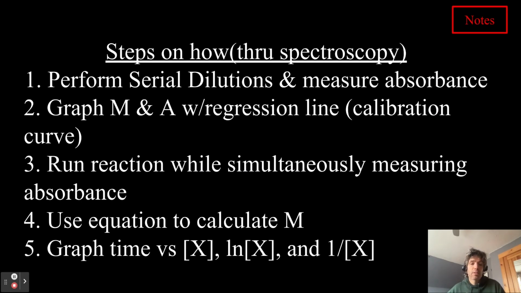Now, here are the steps. This is a lot of information on how to do it. I wrote it out. I'm also going to talk about it with visuals on how we'd calculate it.